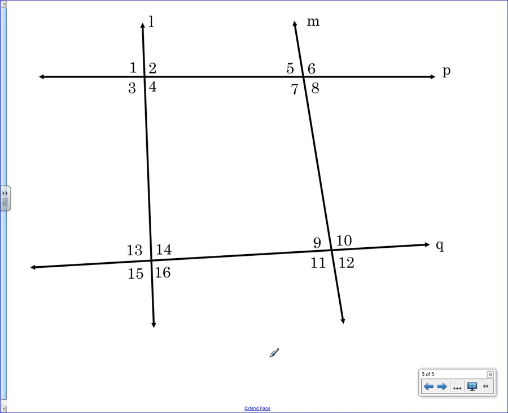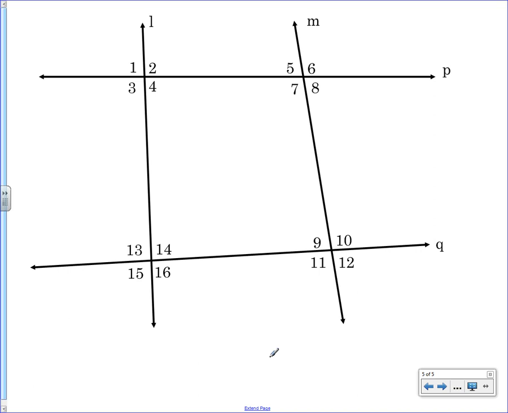What about 6 and 15? 6 and 15. It's a trick question. 6 and 15 are nothing because they're not on the same line. They don't have a transversal. Do you see what I'm saying? So that's a trick question.